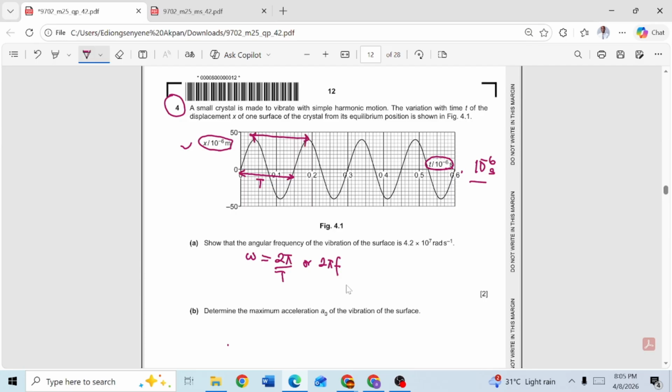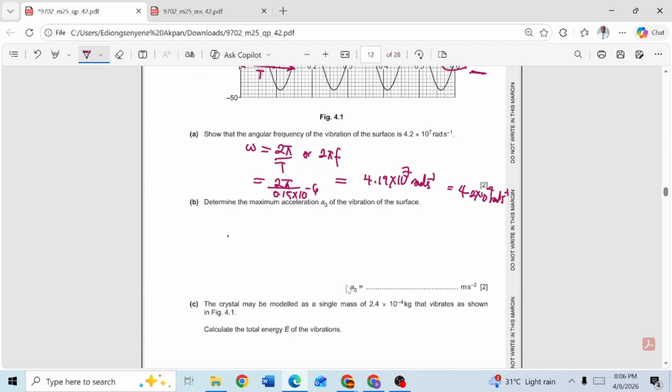In this diagram, we have 0 to 0.15. Am I going to write 0.15? No, I'm going to include this 10 raised to the power of minus 6. So angular frequency will be 2 pi over 0.15 times 10 raised to the power of minus 6, and the answer will give me 4.19 times 10 raised to the power of 7 rad per second, which is equivalent to 4.2 times 10 raised to the power of 7 rad per second.